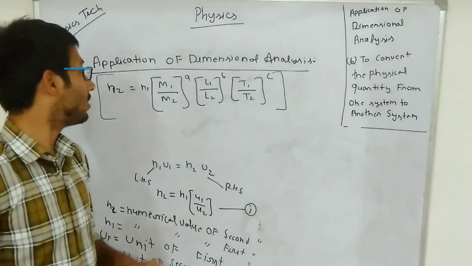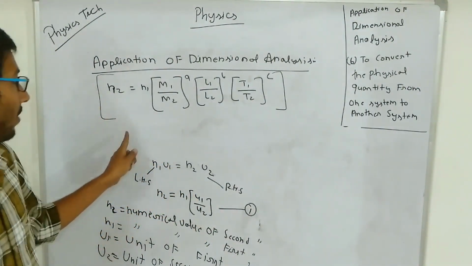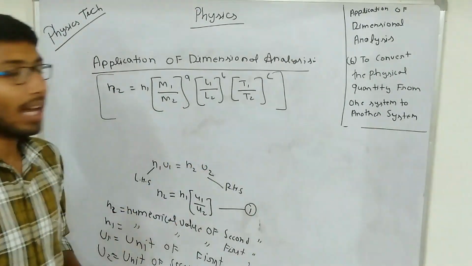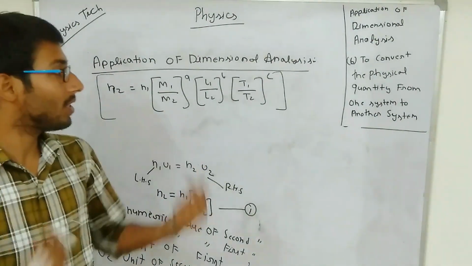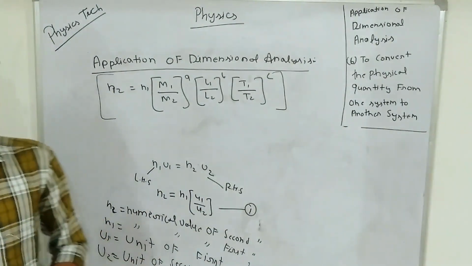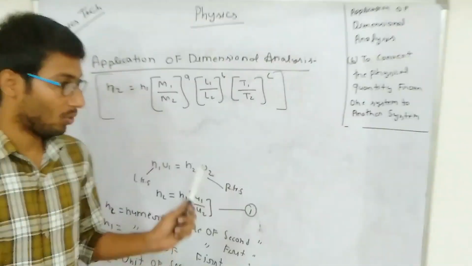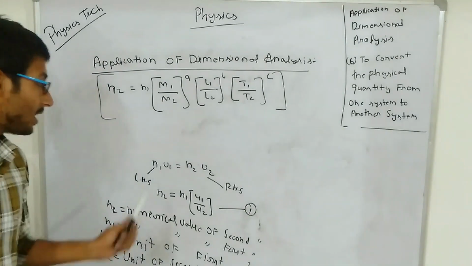For example, by this formula we are able to convert any physical quantity from one system to another system. Let's have an example to understand it. Okay, please take a note.